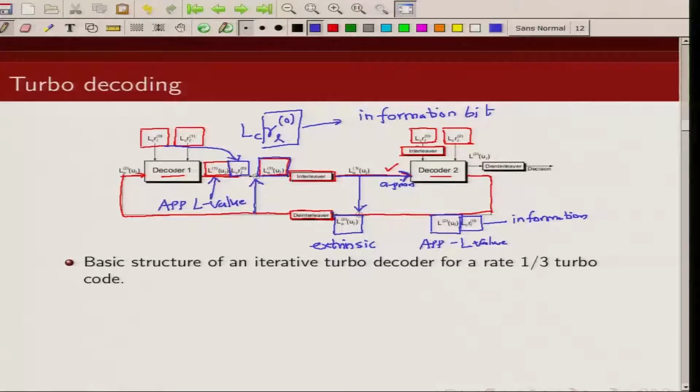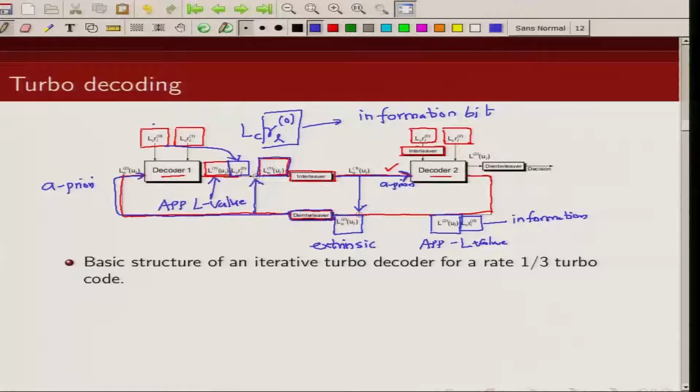Now, I need to de-interleave this information before feeding it back as a priori information. This is my a priori value for decoder 1, and I need to de-interleave it because the order of information bits for decoder 1 is a de-interleaved version of the order of information bits for decoder 2. So, this is how my iterative decoding algorithm is working.